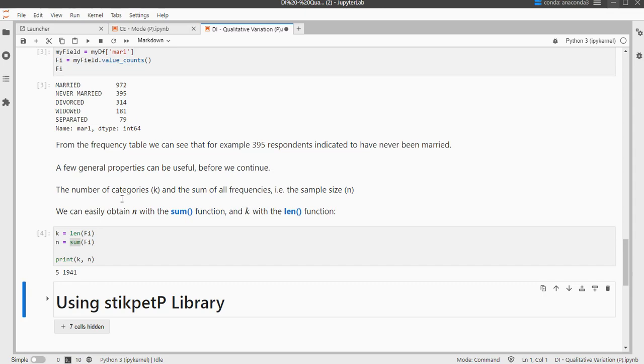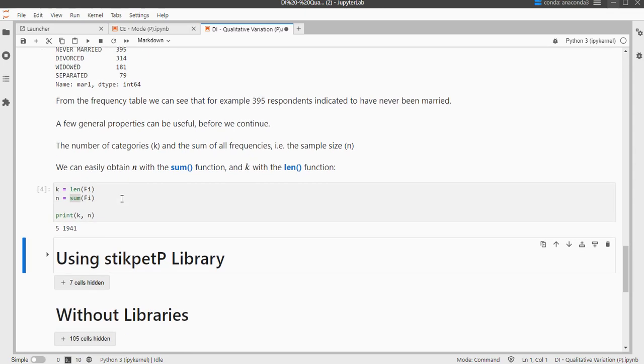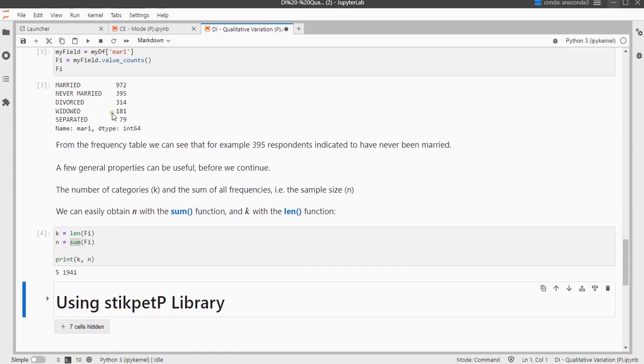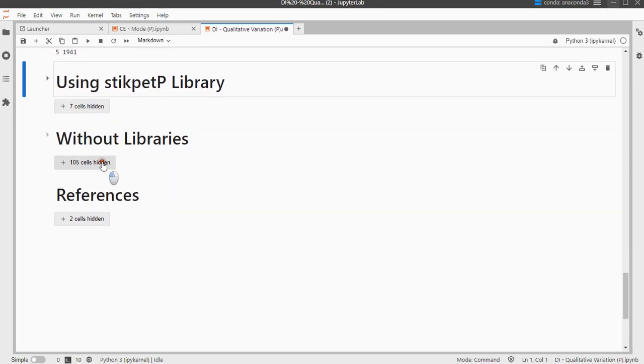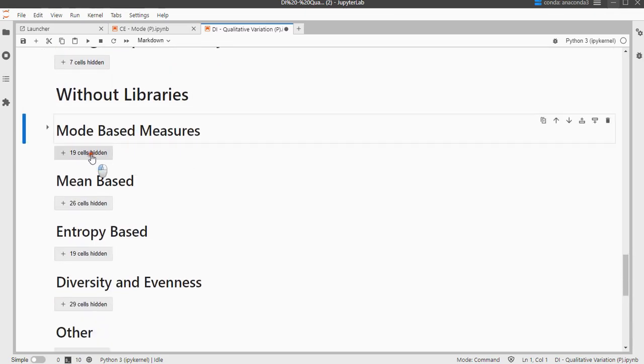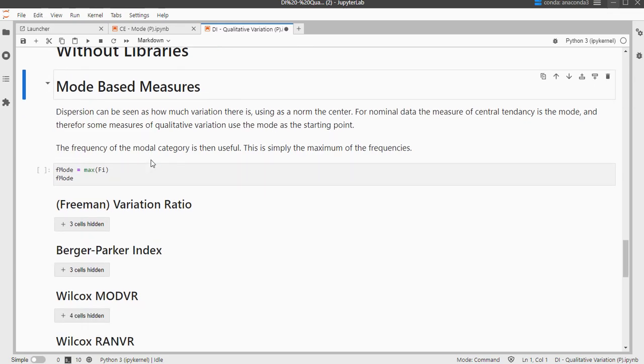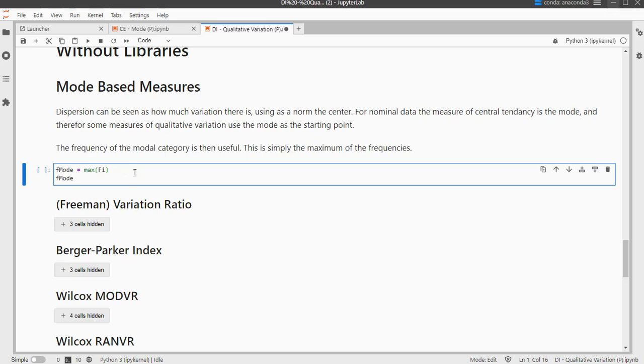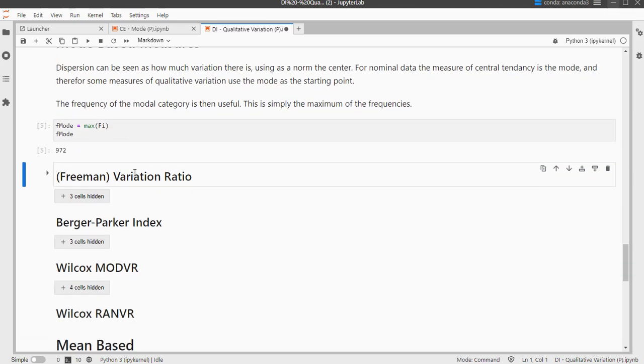So we had 5 categories and there were 1,941 respondents, or at least people who answered this question. The modal category, as you can see, is actually married. It's the one with the highest frequency. Alright, so there are a lot of measures, so let's dive into them. The first few are based on the mode, so I'll need that maximum frequency, which should give me that 972.